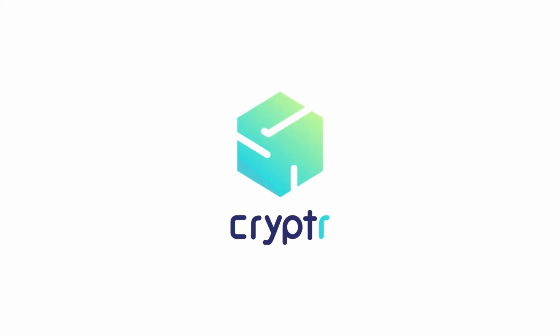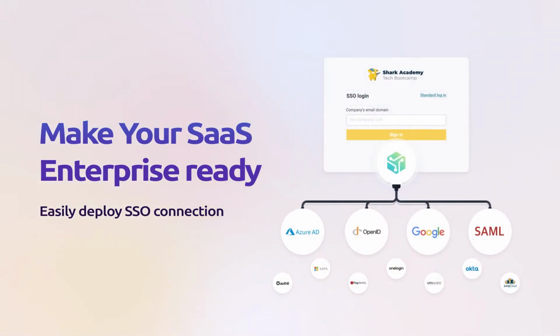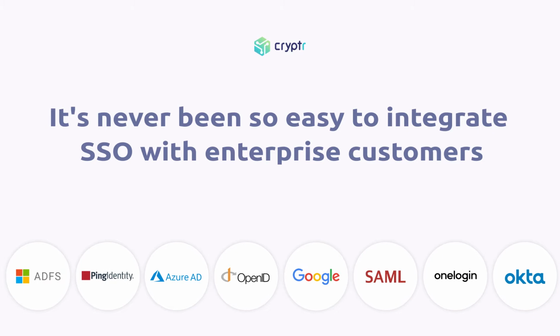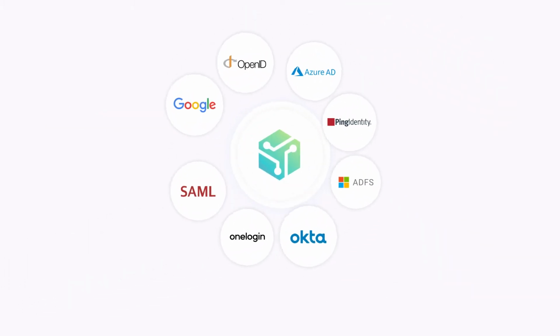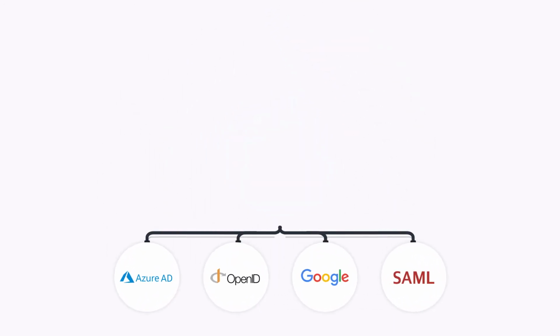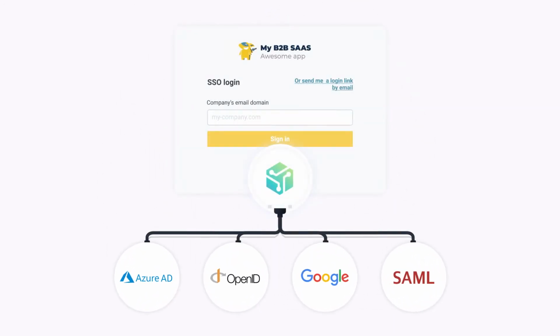Deploying a single sign-on can be tricky and time-consuming, but with Cryptr, it's just a matter of minutes. All you'll need is a few lines of code. It's never been so easy to integrate an SSO solution with enterprise customers. You get a unified experience, whatever the authentication provider or the protocol.